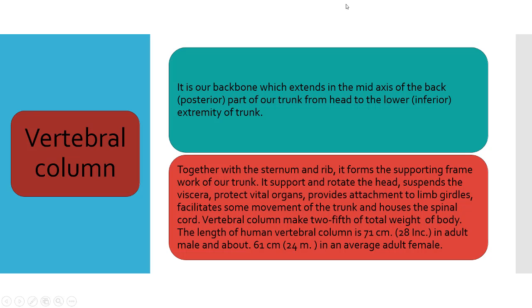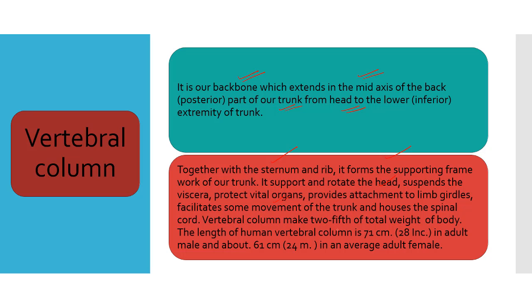Now comes the vertebral column. It is our backbone, which extends in the mid-axis of the back, the posterior part of the trunk, from head to the lower, that is inferior, extremity of the trunk. Together with sternum and ribs, it forms the supporting framework of our trunk. It supports and rotates the head, suspends the viscera, protects vital organs, provides attachment to limb girdles, facilitates some movement of the trunk and houses the spinal cord.